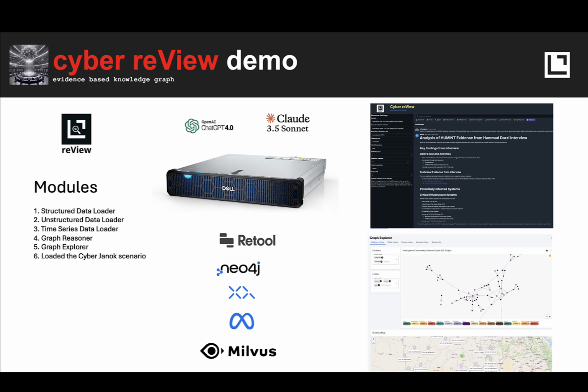Right now this machine's connecting to Claude 3.5 or OpenAI ChatGPT-4. We can connect to any type of large language model to power the reasoner. And then we use Milvus for a vector store. And we'll take a look at two of the components today, really the user interface that's running on it, and then a graph explorer that's also on there.